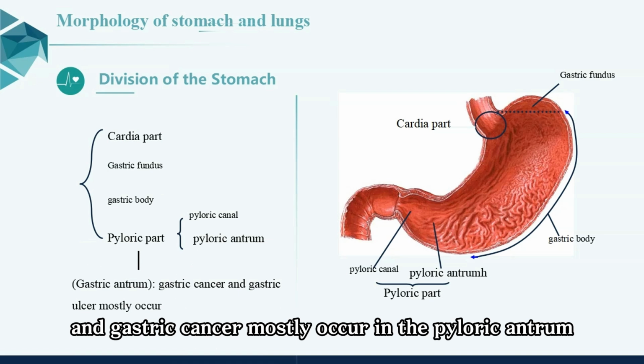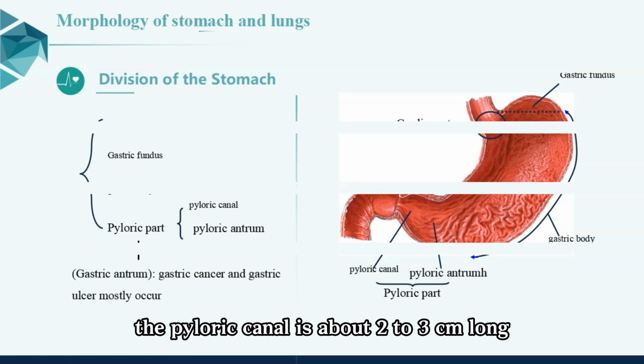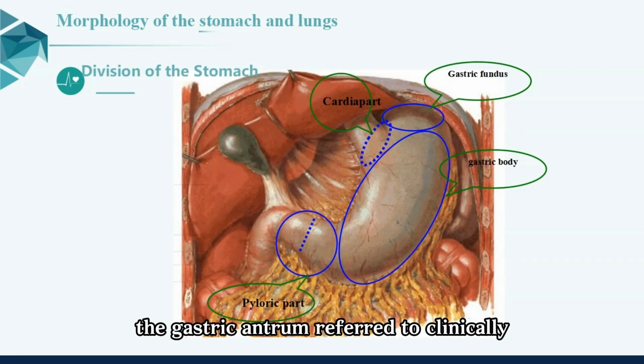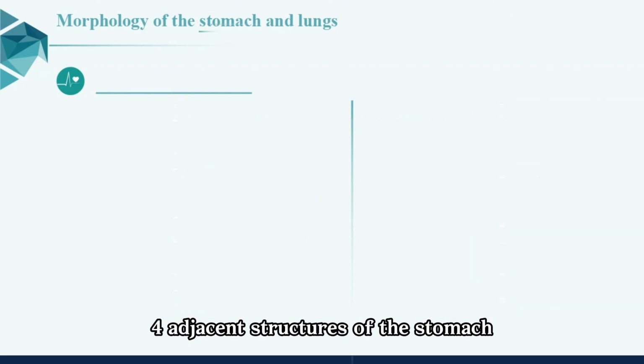Gastric ulcers and gastric cancer mostly occur in the pyloric antrum near the lesser curvature of the stomach. The pyloric canal is about 2 to 3 centimeters long. The gastric antrum referred to clinically refers to the pyloric antrum or the pyloric part, including the pyloric antrum.